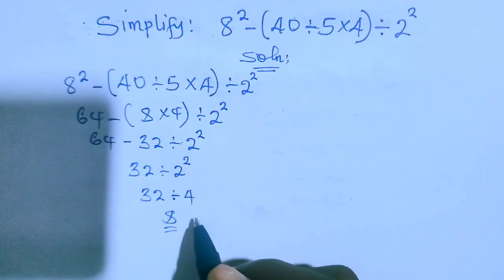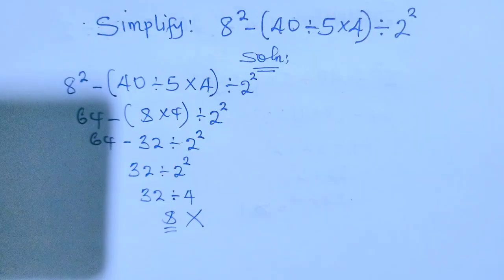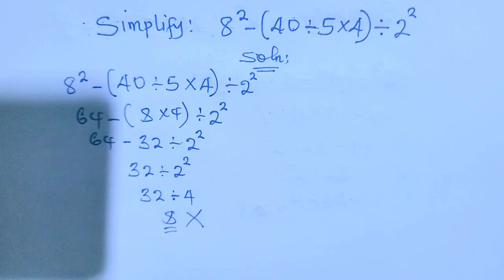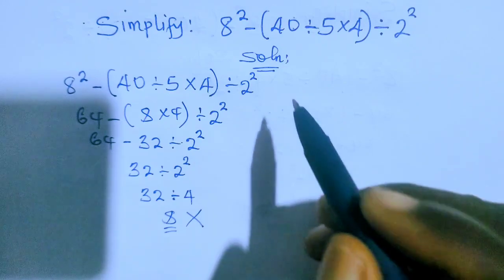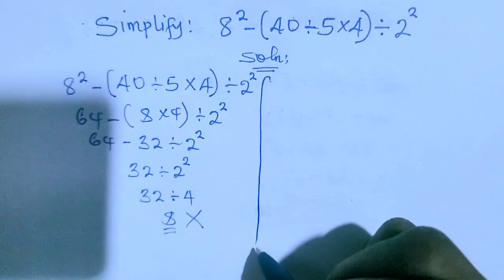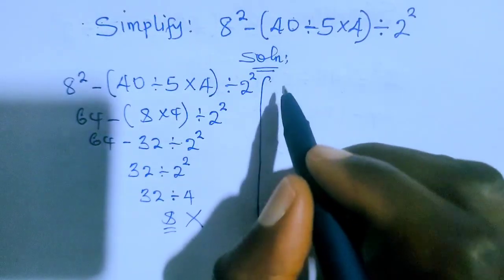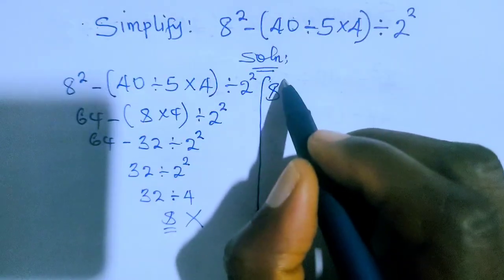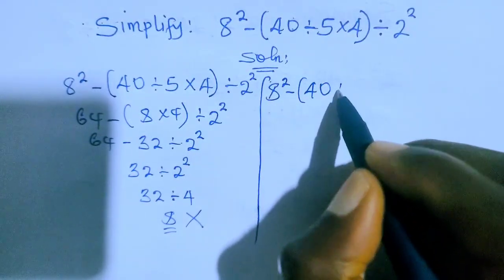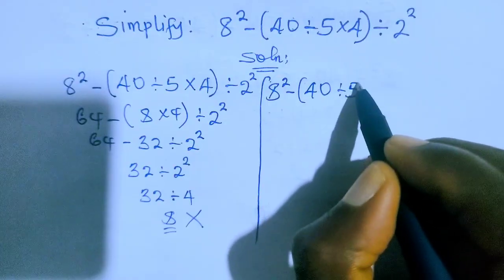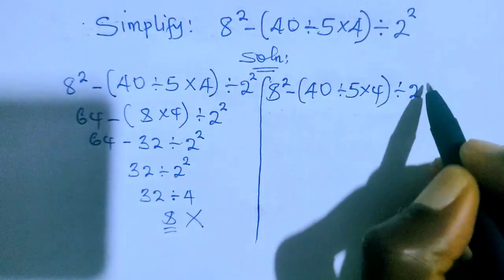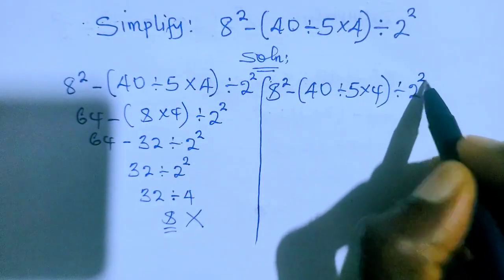But this very answer here is wrong. As such, this first approach here is completely wrong. Now, to solve this question correctly, we are going to have this: 8 to the power of 2 minus, in parentheses, 40 divided by 5 multiply by 4, then divided by 2 to the power of 2.